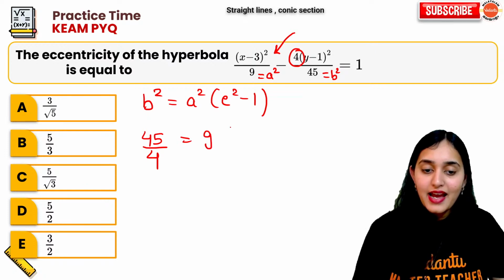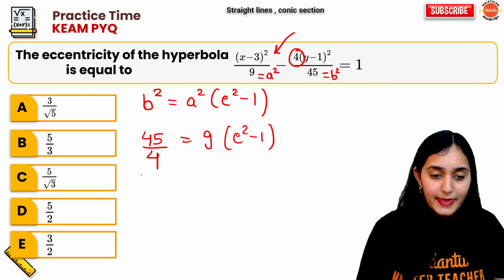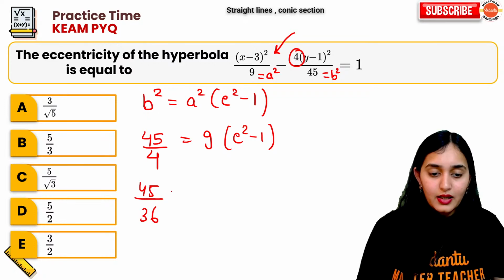A square is 9, e square minus 1. Just solve this, so easy. So it is 45 by 9, 4s are 36 plus 1 is equal to e square.